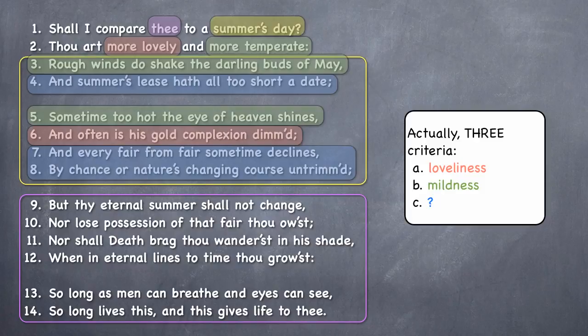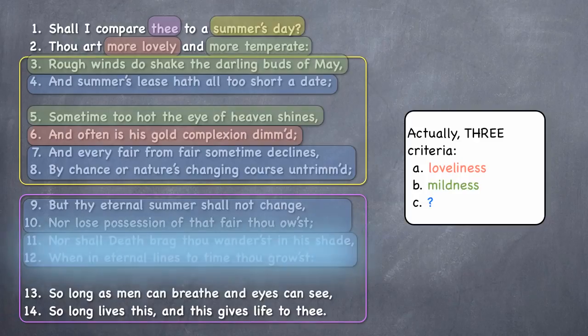And let's continue and take a look at the section about you, the second subject of comparison. "But thy eternal summer shall not change, nor lose possession of that fair thou owest." See, your summer shall not change. It will never lose the possession of that beauty that you own. So again, it has to do with time. The summer is too short and it will die, but your summer shall not die. You will always keep what you own.